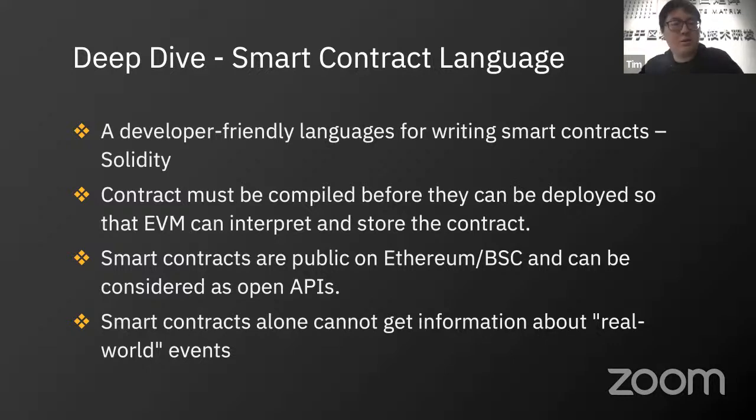Okay, so we talk a lot about the smart contract. So how to do this smart contract development? We need to first, it's basically programming. So we need to know what's the language we use for smart contract. So we need a developer friendly language for writing this kind of program. Currently, what's most used is Solidity. It's a program language for smart contract on Ethereum and BSC.